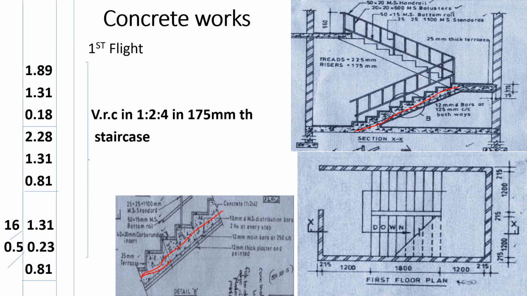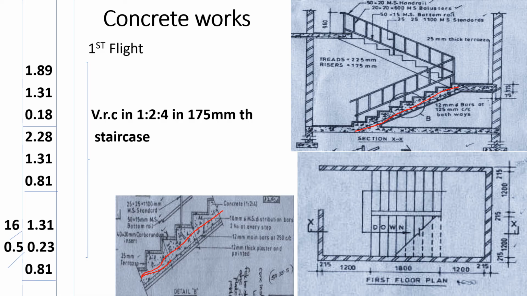And then our width, the width of the staircase, is 1300 plus it goes inside by a half, so we add half of 215, that is 107, that will give us 1.31, and then by the thickness of the slab, that is 175 millimeters, that gives us 0.18. And then for the other one is 2.23, and then 1.31, that is for the second flight, and then we have 0.18. So we say VRC in 1 is to 2 is to 4 in 175 millimeters thick staircase.